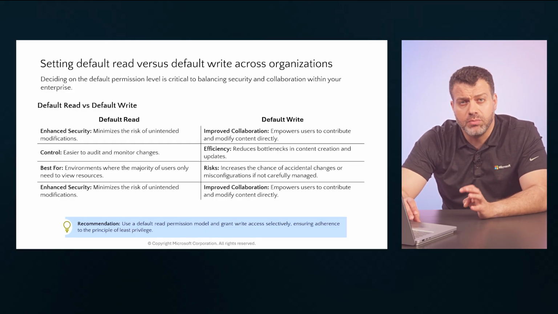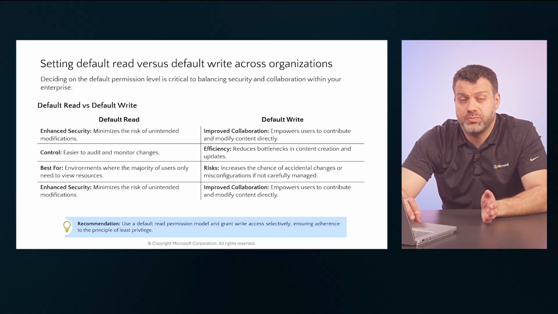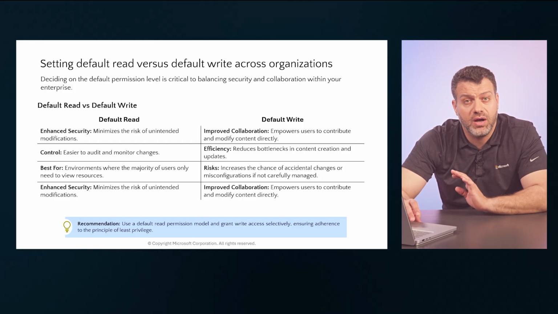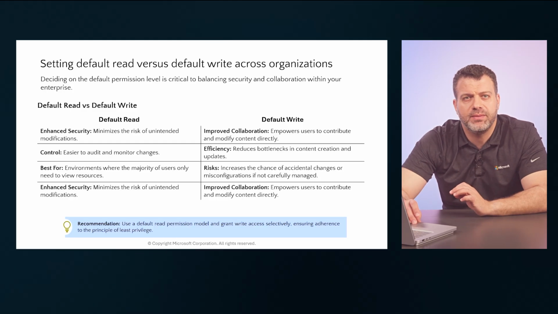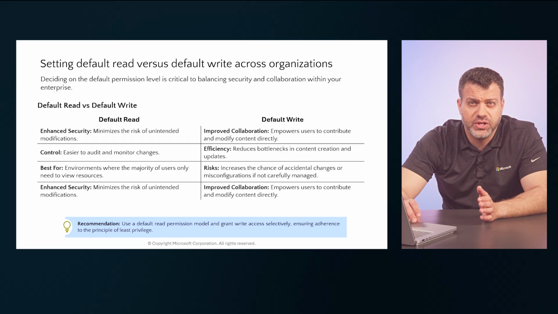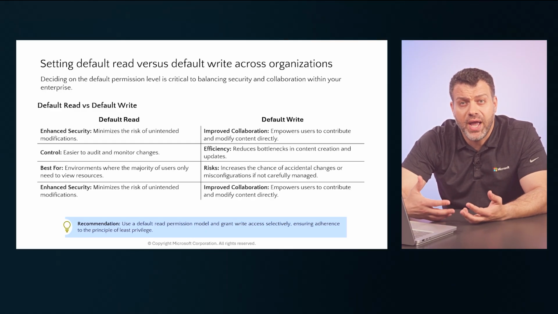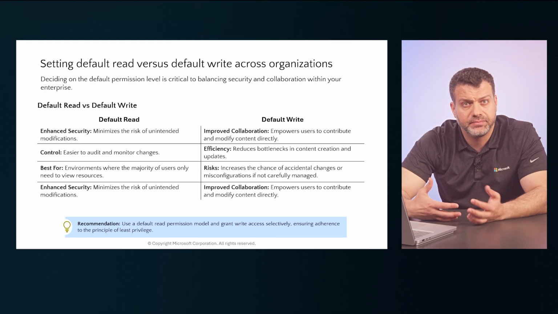So in practice, most enterprises adopt the default read approach and selectively grant write access based on role, following the principle of least privilege. For example, giving broad read access across shared repositories while limiting write access to specific teams is a responsible way of maintaining them.